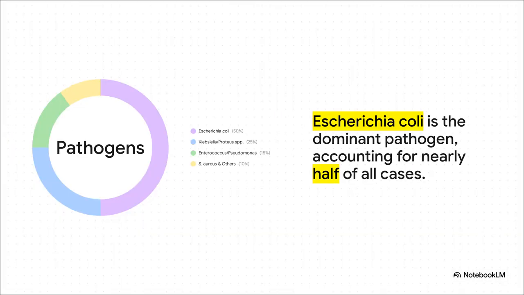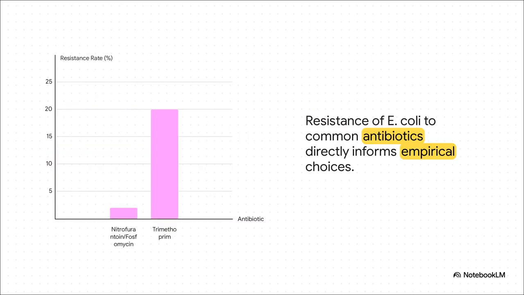So who are the usual suspects? Well, the microbial landscape is overwhelmingly dominated by one organism, E. coli. It's the culprit in about half of all cases. This fact is so important because it heavily informs our first-line antibiotic choices, often before we even get the culture results back. And this chart right here is exactly why knowing your local resistance patterns is so critical.